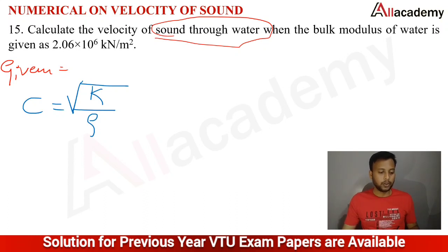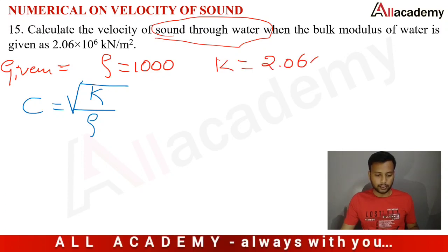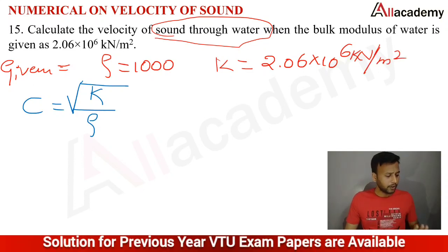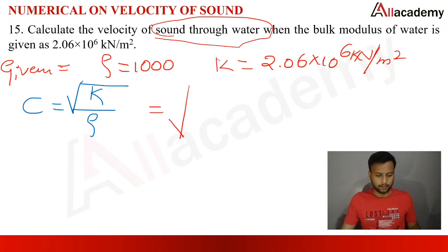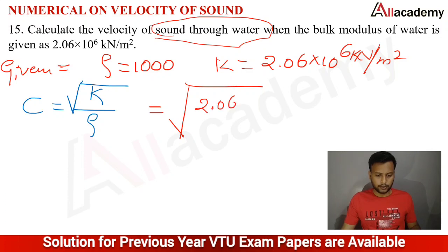Now in which fluid is the sound traveling? It is traveling in water, so density will be 1000. Now what is the K value? That is bulk modulus. K is 2.06 into 10 raised to 6 kilonewton per meter square. No need for any conversion, just directly substitute the values. So just root of 2.06 into 10 raised to 6, divided by 1000.